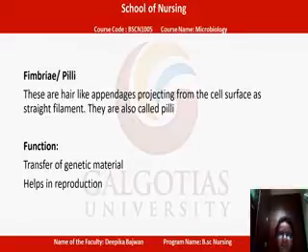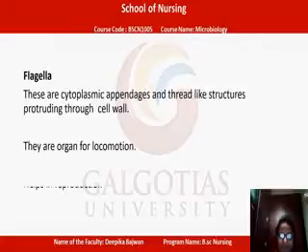The next structure we have is flagella. As already told, flagella are long thread-like structures compared to the pili, protruding from the cell wall. The function of the flagella is locomotion, means with the help of the flagella the bacteria is able to move. So these types of bacteria are motile.